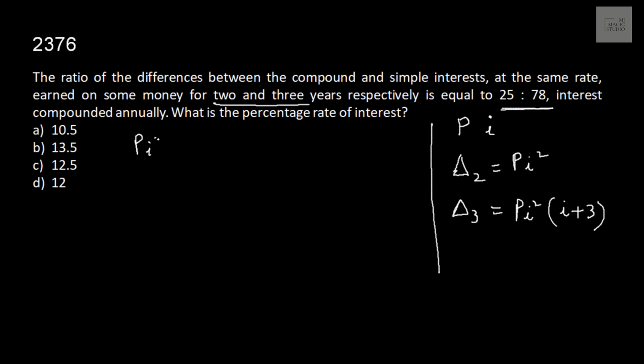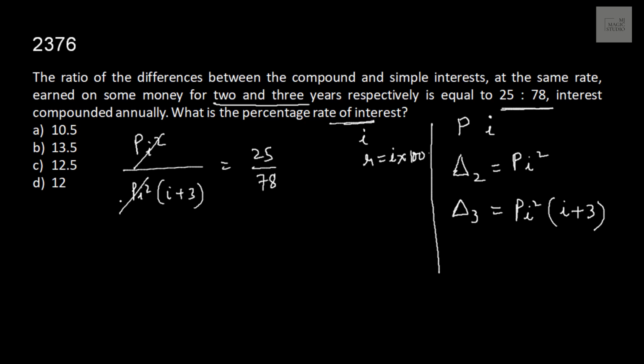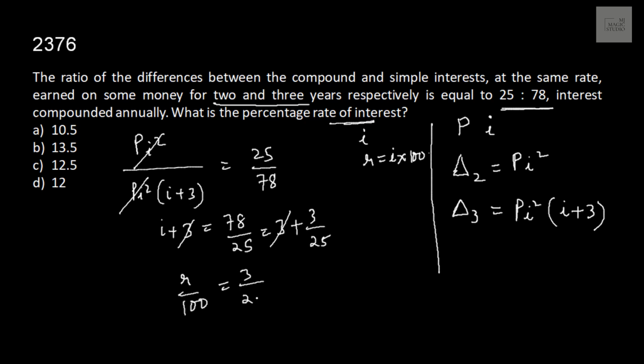So what we have, Pi square upon Pi square into i plus 3 is 25 by 78. We need to find the rate percent. That means we are looking for i, then rate percent would be simply i into 100. If I invert this, i plus 3 is 78 by 25, that is 3 plus 3 upon 25. That means R by 100, that is i, is 3 by 25. R equals 12%. The rate of interest we are looking for is 12%, that is in option D.